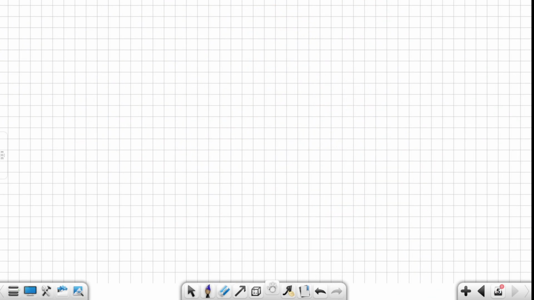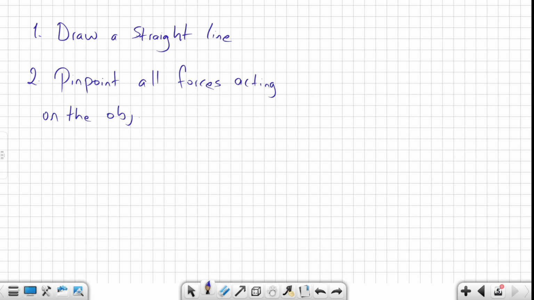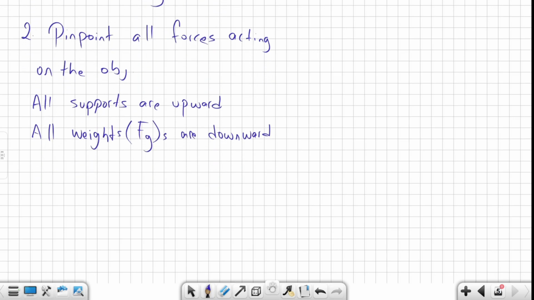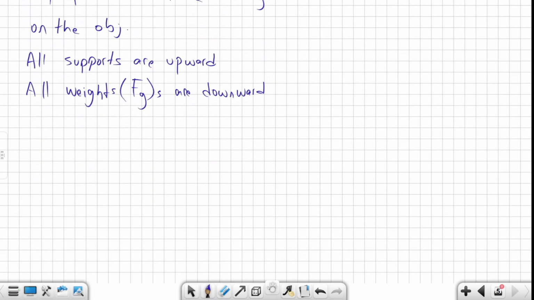First, I will write all the steps that you need to solve the calculation questions in the equilibrium one, and then I will solve 3 different problems by using each step. First one is you need to read the question carefully and then draw a straight line. Second, you have to pinpoint all forces that's acting on the object. And remember that all supports are upward and all weights or gravitational forces are downward. After that, follow the instructions of the question and draw all extra given informations.